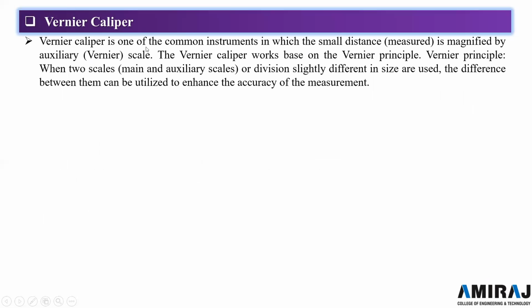The vernier caliper is one of the common instruments in which the smallest distance measured is magnified by an auxiliary or vernier scale. The vernier caliper works based on the vernier principle. Now, what is the vernier principle? When two scales, here the main and auxiliary scale, with divisions slightly different in size are used, the difference between them can be utilized to enhance the accuracy of measurement.